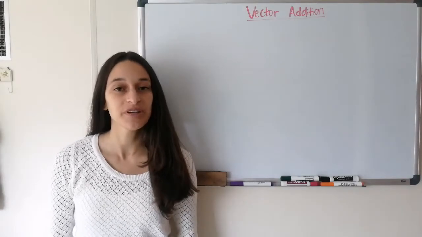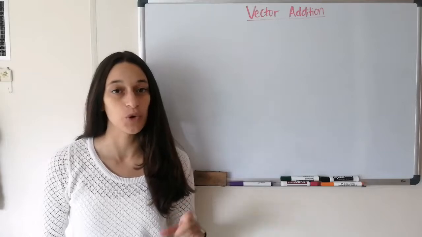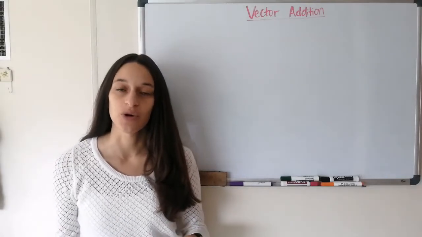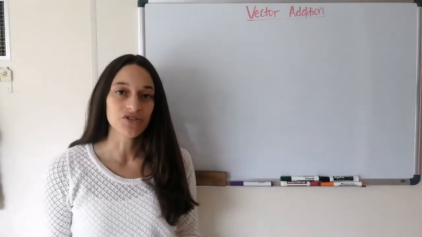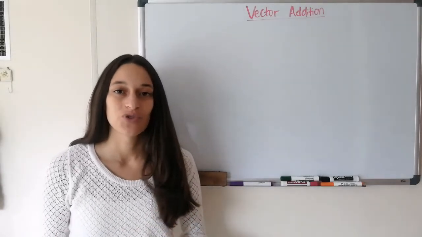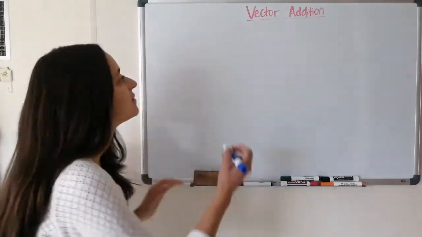Welcome back. In the previous video, we learned about vectors and how they can be expressed as a coordinate or as an arrow. So today we're going to learn how to add two or more vectors given whichever of those two. So let's start with vector addition by components.